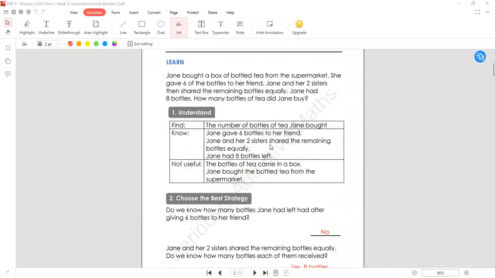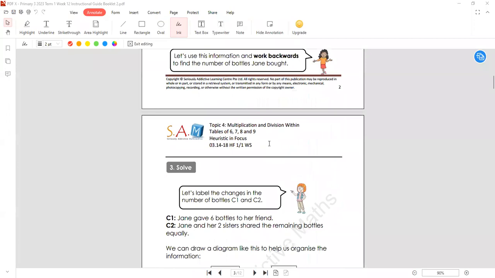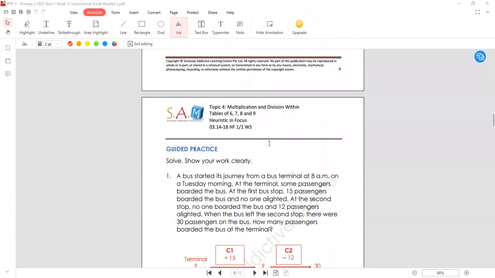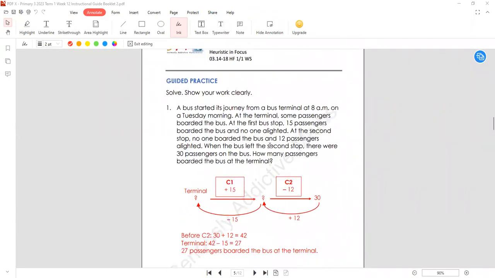Okay, so I would say skip the first few pages and go straight into the guided practice. All right. So here, some of the terms that they may not understand would be words like boarded. Right? What does board mean? Board means they go up the bus. Alighted means they get off. So when they get off the bus, right, this is getting off the bus.